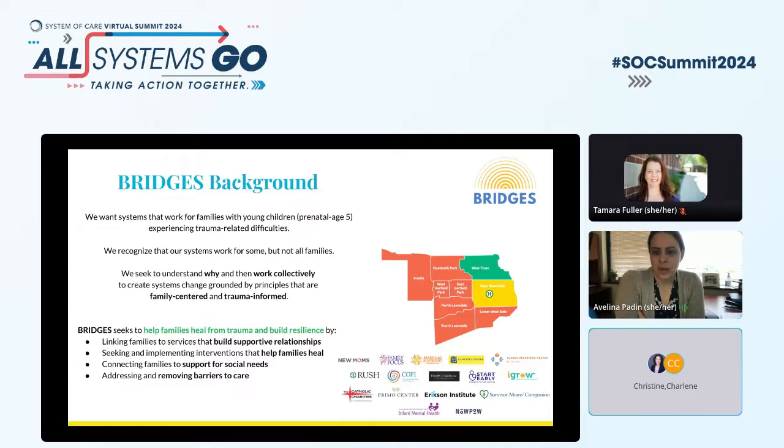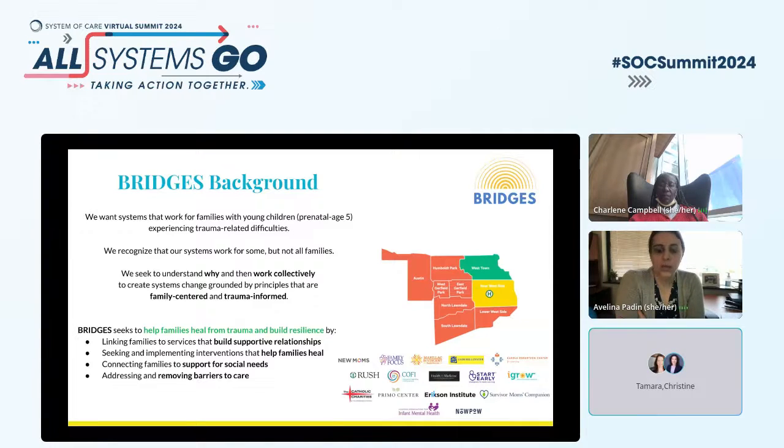So Bridges is a partnership between Rush University Medical Center and COFI. And we are primarily interested in working to improve systems of care for families who live on the west side of Chicago. So you can see the map of the different neighborhoods that we are focused on in the Chicago area, if you're at all familiar with Chicago. And then all of our partner sites are kind of underneath that map. So you can see that we work with a large number of partners that include home visiting and doula agencies, community-based mental health organizations, and policy and advocacy leaders in the Chicago area.